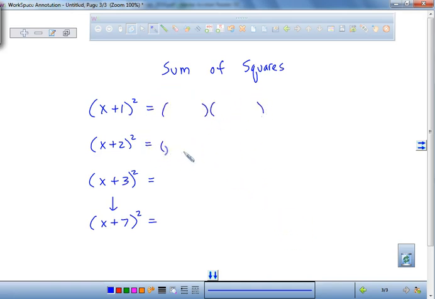I'm gonna show you what they mean, and then we're gonna go ahead and quickly simplify. And then we'll do a more difficult one. All right? X plus 1 squared means x plus 1 times x plus 1. X plus 2 squared means x plus 2 times x plus 2. You'll never believe what x plus 3 squared means.